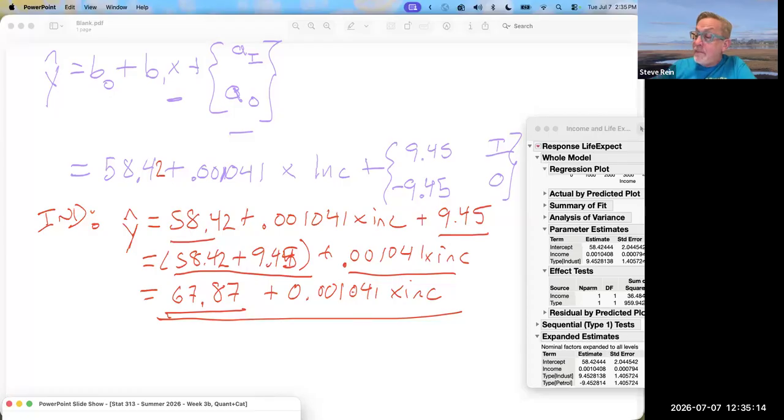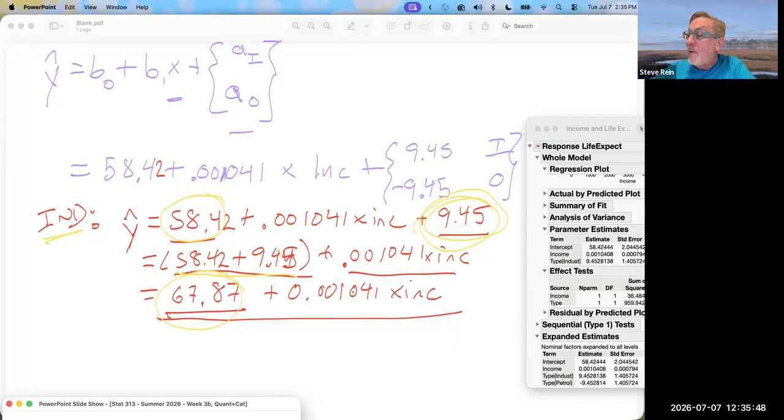So essentially, I said earlier, the effect of that plus 9.45, the effect of it being an industrialized country, is an effect on the intercept. We added that to the intercept to get a new intercept, the intercept corresponding to the industrialized countries. So in red here, we've got what happens if it's an industrialized country. So what happens if it's not an industrialized country? What if it's an OPEC country?